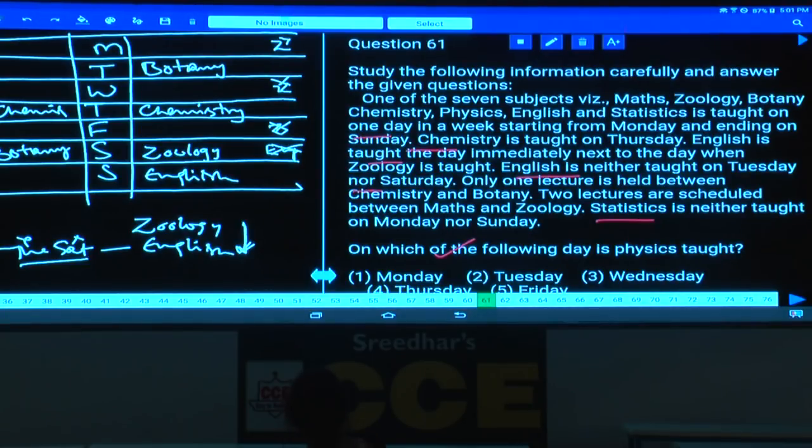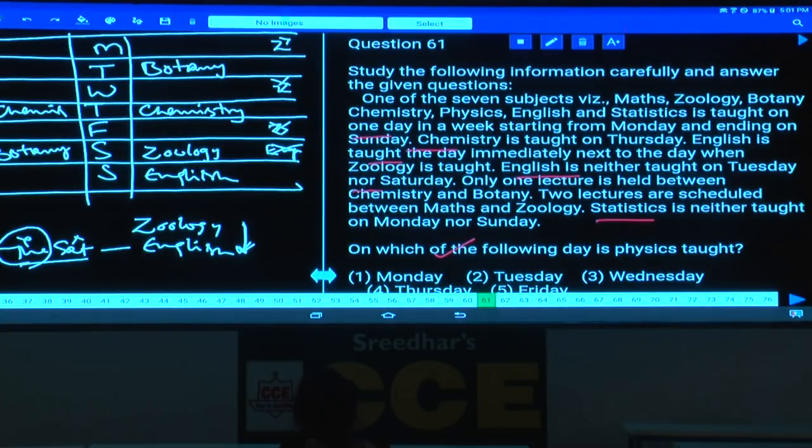Done with this? Again coming to the second case here. Now in this second case, zoology and English must be together. As zoology and English are together, now tell me whether zoology can be on Monday or not. If zoology is on Monday, then English must be on Tuesday. But English cannot be on Tuesday, that is clearly specified.